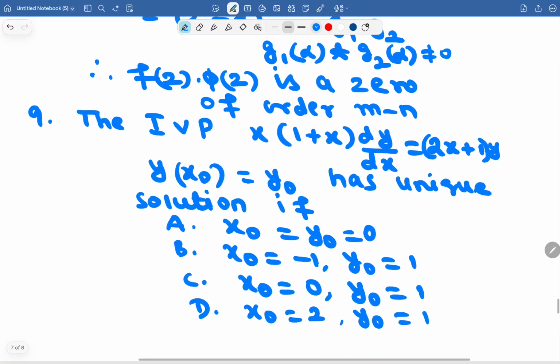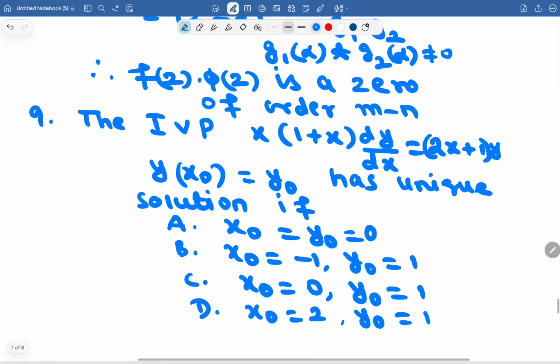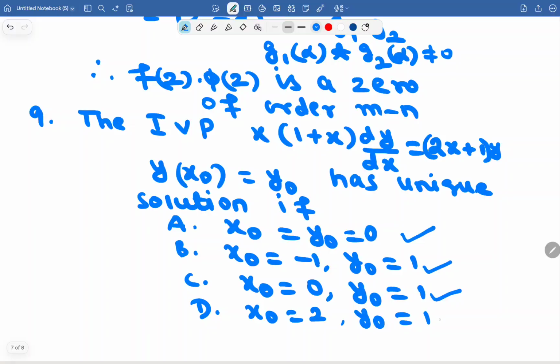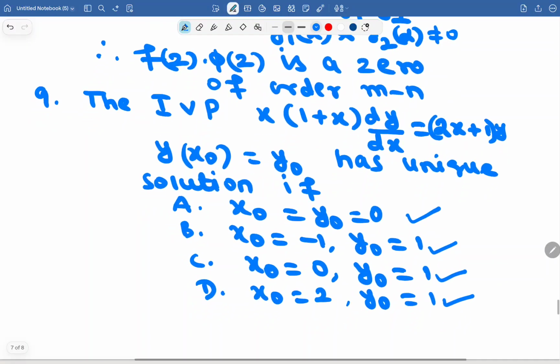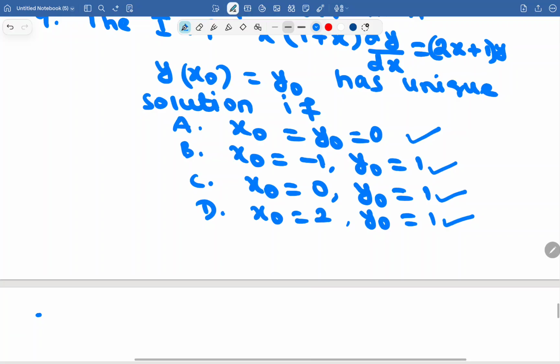For this IVP, first of all find the solution. That solution must be unique with the condition y of x naught equal to y naught. The differential equation is x into 1 plus x dy by dx equal to 2x plus 1 into y. We have to check among the four options which option gives the unique solution, whether option A both x naught y naught equal to 0, option B x naught is minus 1 y naught is 1, C x naught 0 y naught 1, D x naught equal to 2 y naught equal to 1.